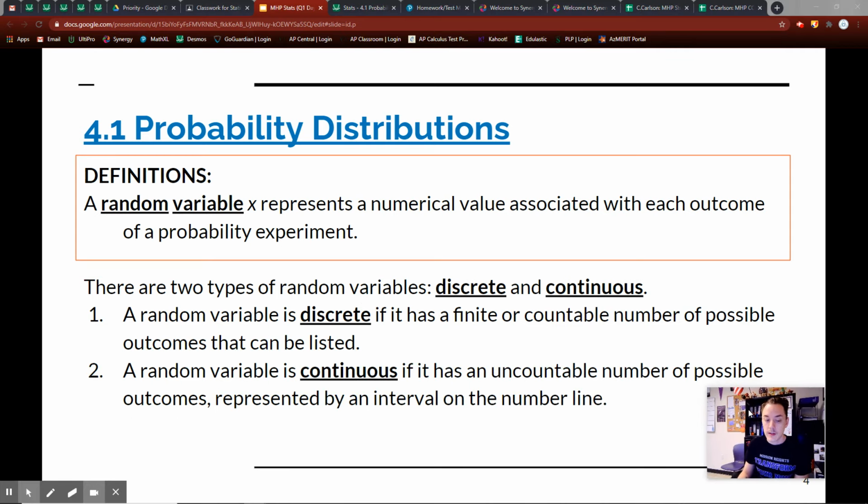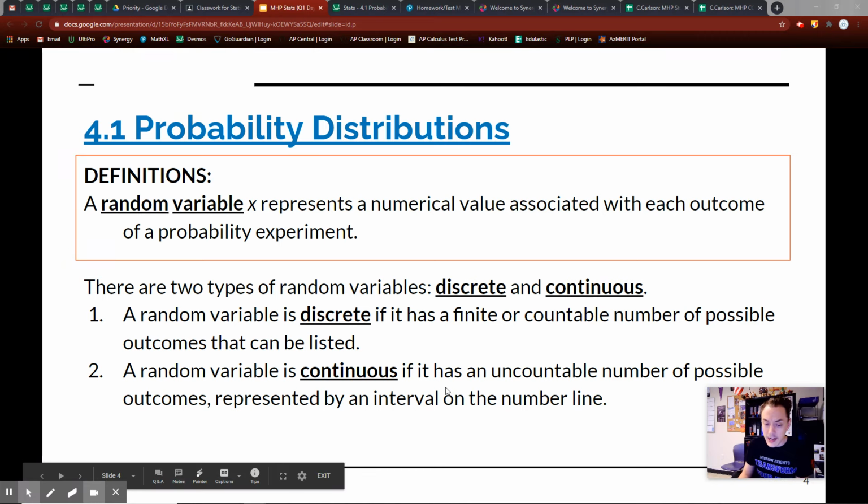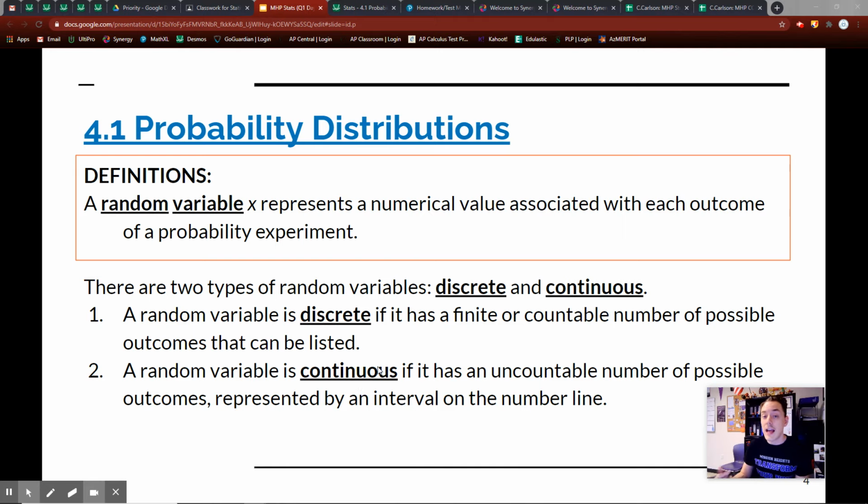A random variable is continuous if it has an uncountable number of possible outcomes, represented by an interval on the number line. So what does this mean? Well, this means it's continuous if it's like a fraction or a decimal. So pi, 3.14, that is a continuous data set because it's a fraction.